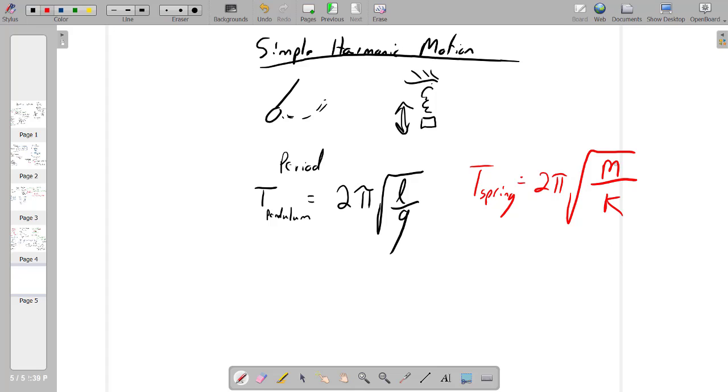So if you increase the mass, like if I hang a real big heavy mass here, that's going to increase the period. If I increase the spring constant, like if I make it a really thick spring, that's going to decrease the period. It will move up and down really quickly. All right, so a couple other things like that you would have to know for simple harmonic motion. T is equal to 1 over f.